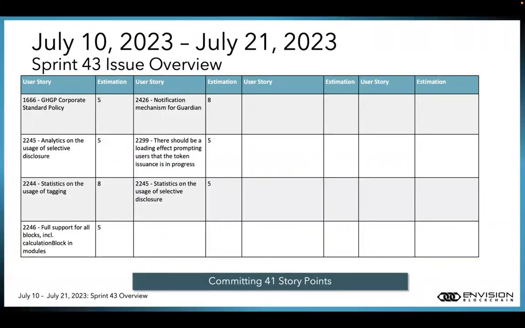Now looking ahead to the week of July 10th, which is Sprint 43. Sprint 43 will last from July 10th to July 21st. Currently we are committing 41 story points for Sprint 43, which includes tickets such as 1666, which is the GHGP corporate standard policy. We are also working on some statistics for usage, which are 2244 and 2245. We are also working on the notification feature, which includes 2426 and 2299. And we are adding more features and support for the blocks for the modules, which is 2246.